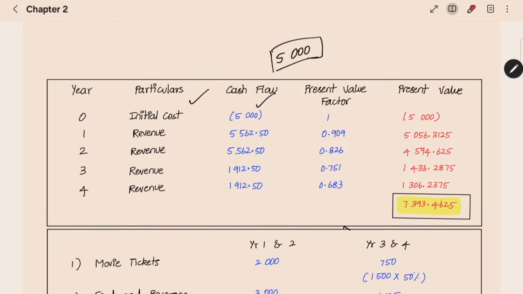This is per student. 5,000 is the cash outflow for the initial cost for the theatre. We are calculating this from the theatre's point of view. So 5,000 is the cash outflow. This is incurred in the present time only, so the present value factor will be 1. It will be 5,000 present value for the initial cost.